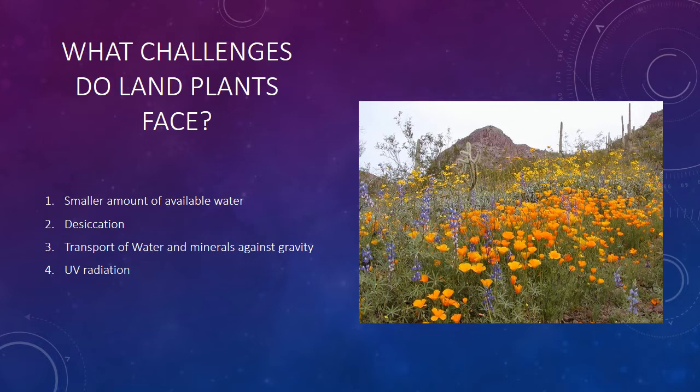The third is the transport of water and minerals against gravity, because in water you have buoyancy, but once you're on land, now you're fighting gravity, and the taller the plant, the larger that challenge becomes. The fourth is UV radiation. When you're in the water, you do have some UV protection. You know that because if you go to the beach and you stay in the water, the part of your body that's in the water, like your legs, your stomach, doesn't get nearly as much sun as the part that is above water, like your forehead or your shoulders. So land plants then have to find UV protection.